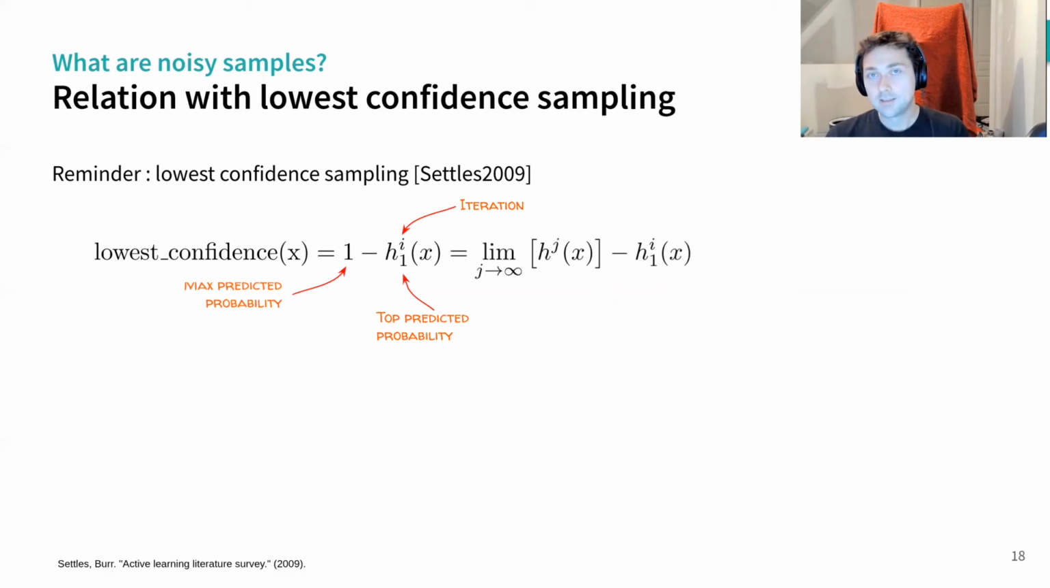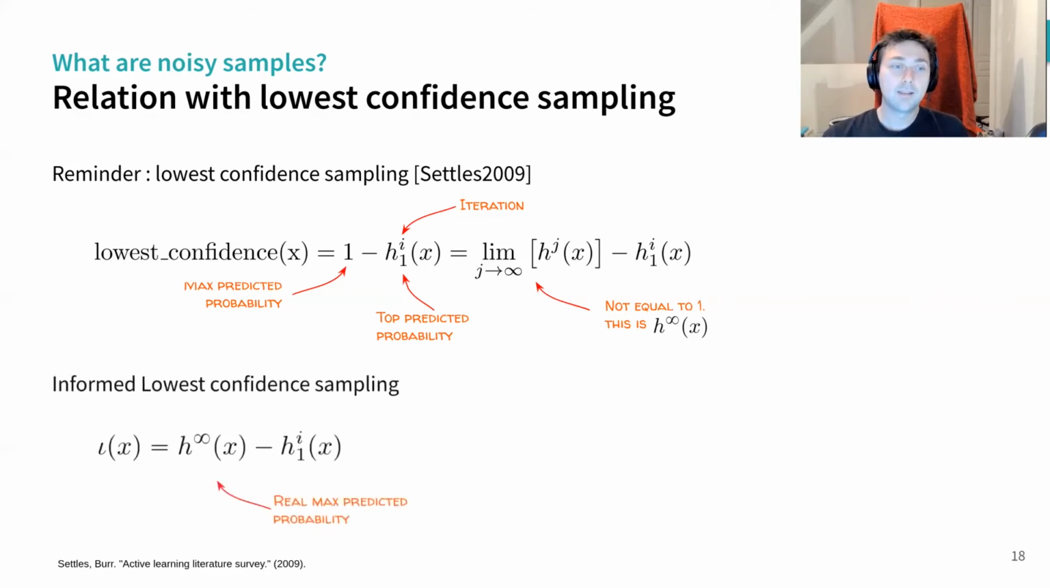But we know it's not the case. The real limit toward infinity is not always 1. It's what we've defined before, this H infinity. So we have first tried to integrate this value in something we call informed lowest confidence sampling. So it's just lowest confidence sampling, but instead of being optimistic and having this target predicted probability of 1, we use a real value. Again, this is an oracle that we use in a research setting. So for now, this value cannot be used in a real-life experiment.